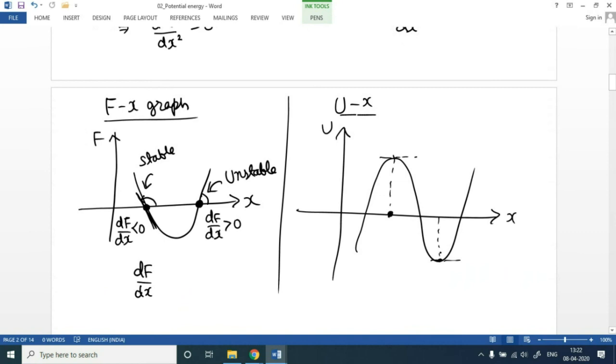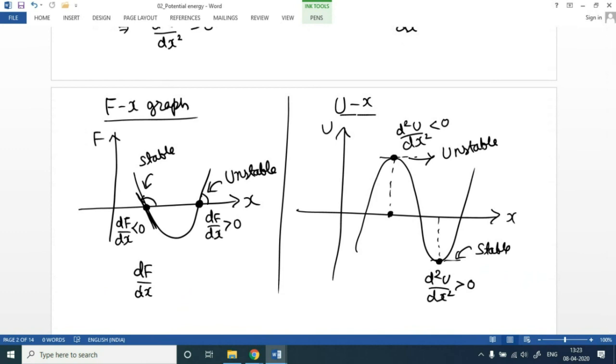So which one is stable and which one is unstable? For that, we can see for the minima we know that d2U by dx square is positive. So that means this is a stable equilibrium position, and over here we definitely know that d2U by dx square is negative. So this position over here is the unstable one. So just by looking at the graph of either F versus x or U versus x, we can tell which positions are equilibrium positions, and we can also identify which one is stable and which one is unstable.